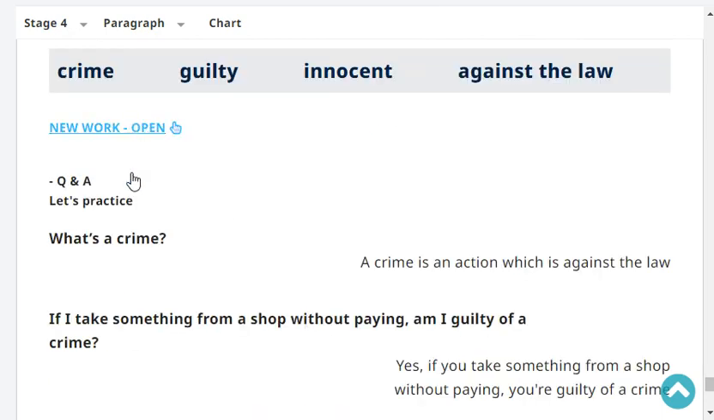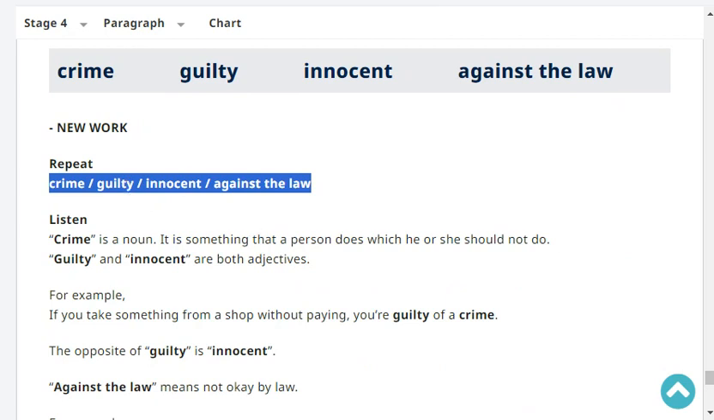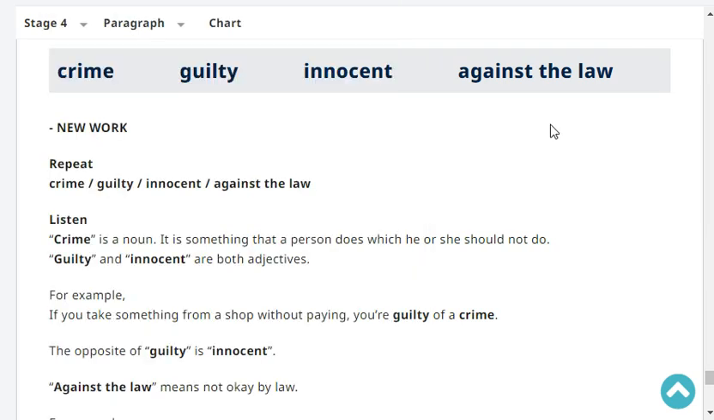Let's repeat. Crime. Guilty. Innocent. Against the law. Very good. Okay, listen.